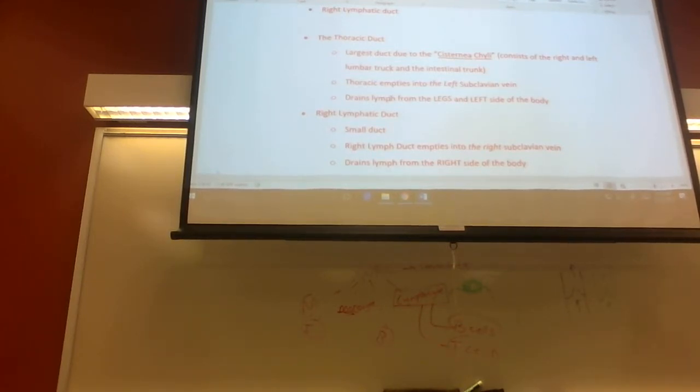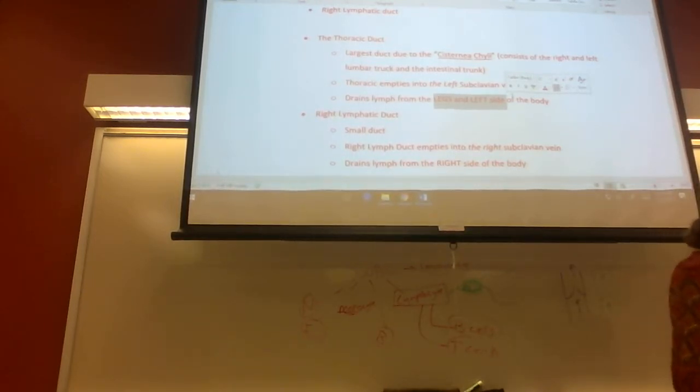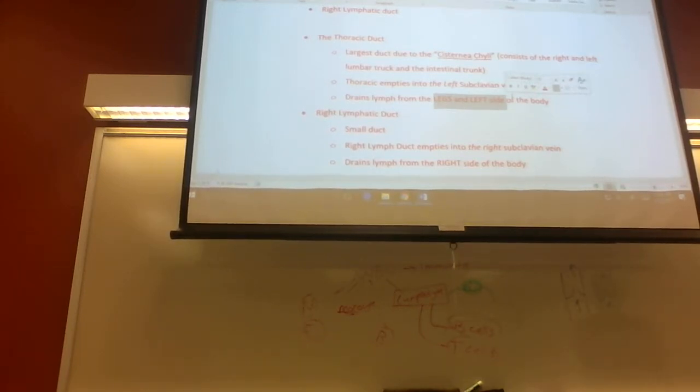So a good way to remember this: the thoracic duct drains from the legs to the left side of the body. Legs to left side, L to L. That is your thoracic duct. Your right subclavian vein is just the right side of the body. That's it.